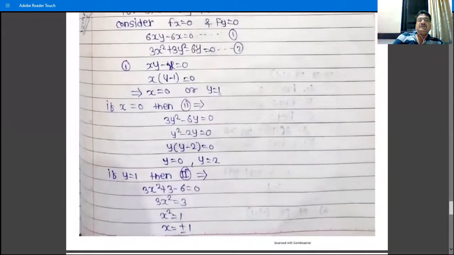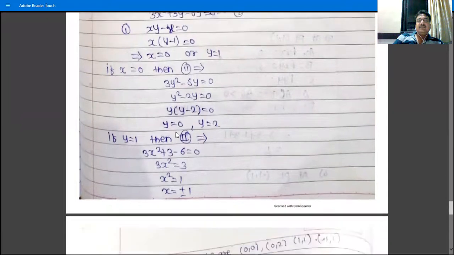So if x is 0, then the second equation gives 3y² - 6y = 0. That is, we have this, take y as common: y is 0 and y is 2. So if x is 0, then y is 0 or y is 2. And so we have two critical points, (0, 0) and (0, 2), because if x is 0, then y is 0 as well as 2. So we have the two critical points after this discussion.